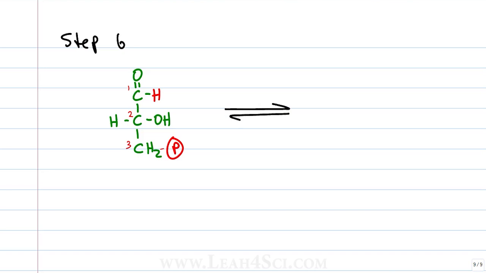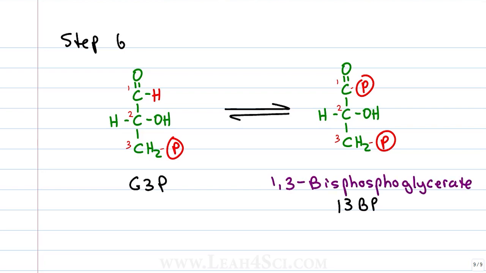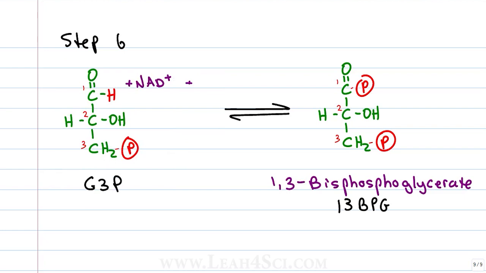In step 6, we see the first release of energy when glyceraldehyde-3-phosphate is converted to 1,3-bisphosphoglycerate, or simply 1,3-BPG. 1,3-bisphospho tells us we have a phosphate group on carbon number 1 as well as carbon number 3. Even though this reaction adds a phosphate group onto the molecule, we're not using a kinase in this case. We're actually going to react G3P with NAD+, along with an inorganic phosphate that happens to be available in solution, and this is the phosphate that we put on the molecule.